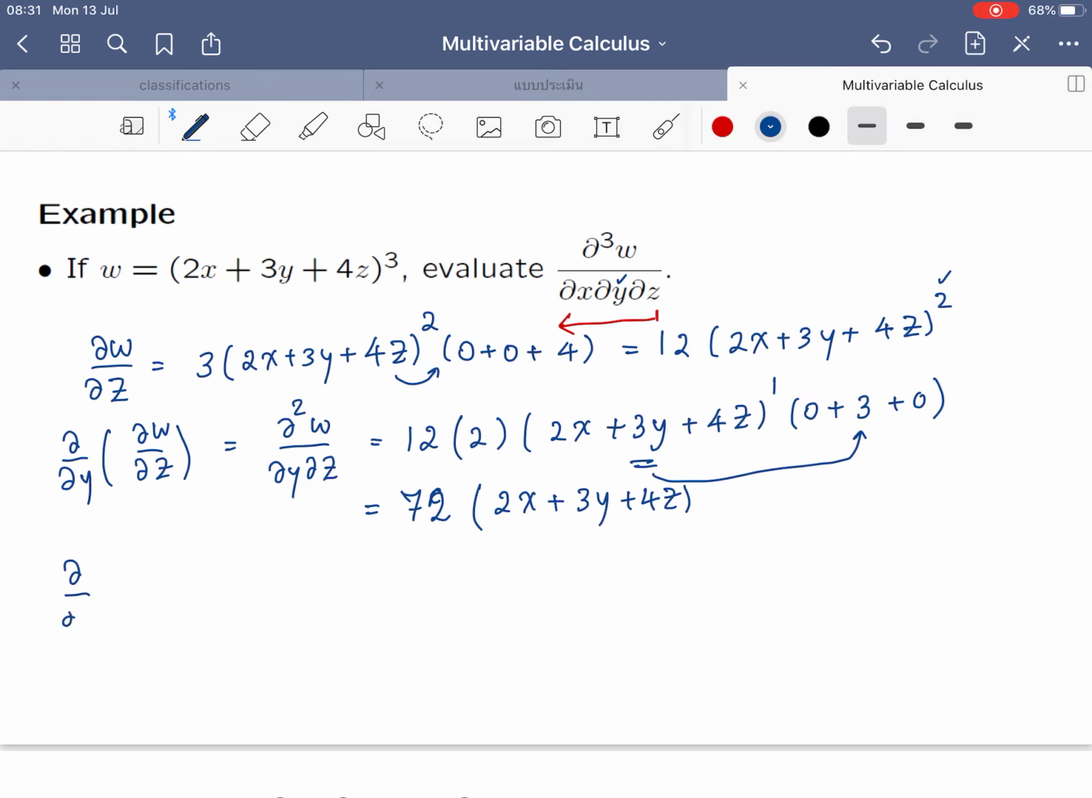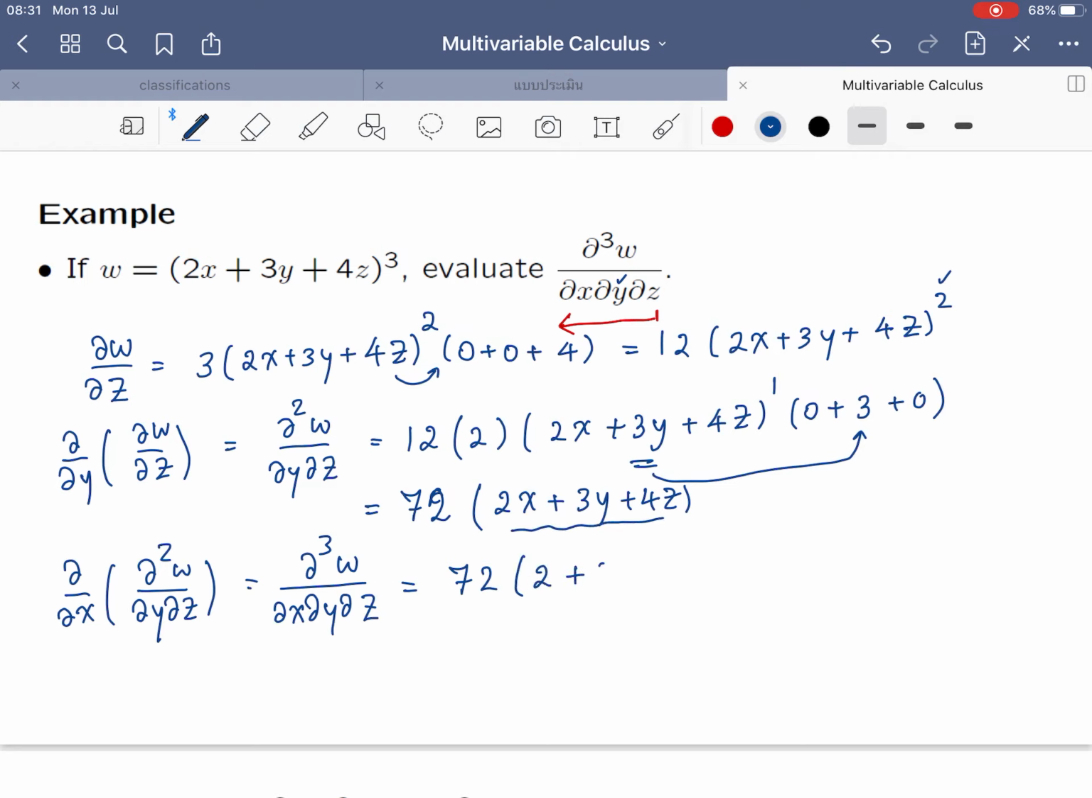And the last one that you need to apply is a partial derivative with respect to x further, or it is d3w dx dy dz. The 72 has nothing to do, and then the derivative applies to this parenthesis directly, right? So it is 2, and then 0 and 0 because they are all constants. So you have 144 as a result.